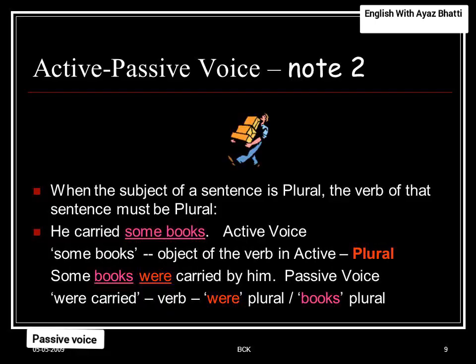Active passive voice, note 2. When the subject of a sentence is plural, the verb of that sentence must be plural. He carried some books. Active voice. Some books, object of the verb in active, plural. Some books were carried by him. Passive voice. Were carried, verb, were plural, books plural.